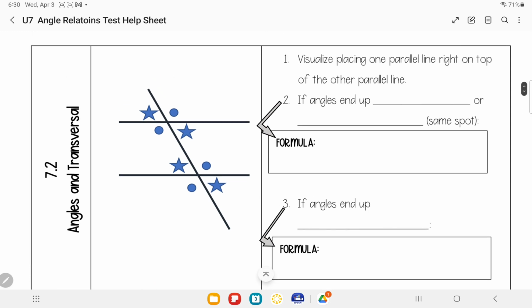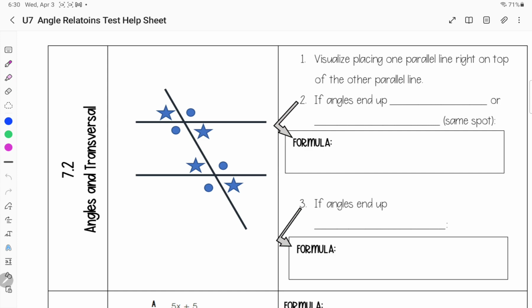So we're going to take a line and one of the parallel lines, and we're going to put it on top of the parallel line. In other words, if we took this parallel line right here and moved it on this parallel line, everything is going to line up exactly. This star right here would move to where that star is. This circle would move to that circle. They're going to be exactly the same. So we're going to write down our formulas that we need.